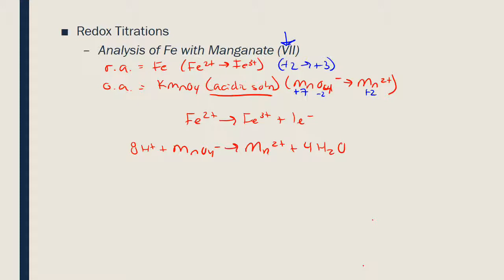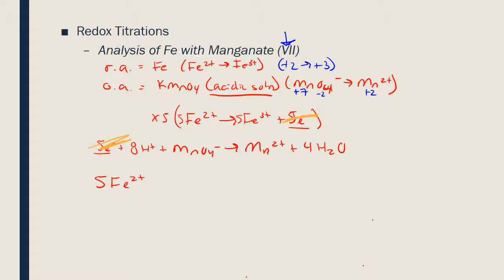And then we need to figure out how many electrons are being transferred. We're going from 7 to 2, so that means we have 5 electrons being transferred. Now make sure your electrons match. We have 1 and we have 5. Well, they don't match, which means we can multiply the iron reaction by 5. So that's going to give us 5 Fe2+, 5 Fe3+, and 5 electrons. Cancel out what's common and write your overall reaction.